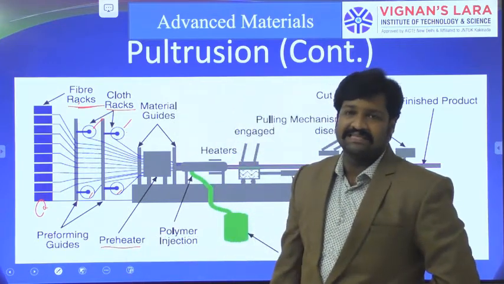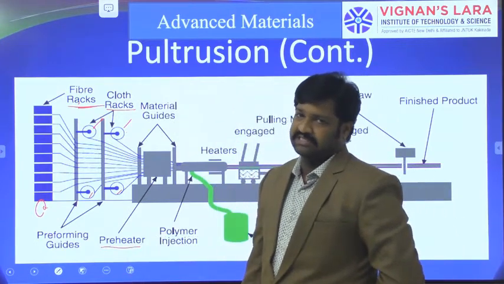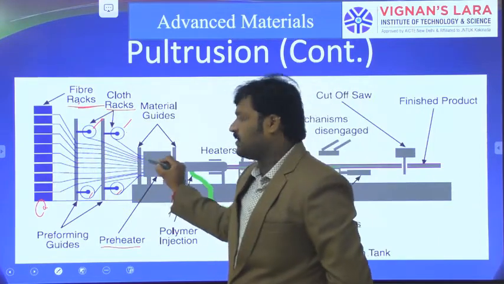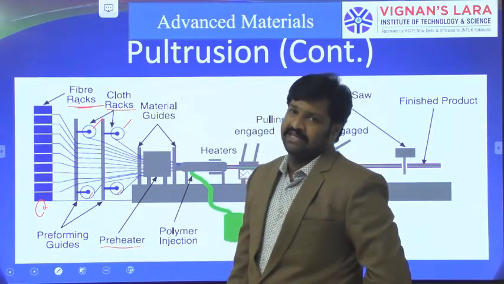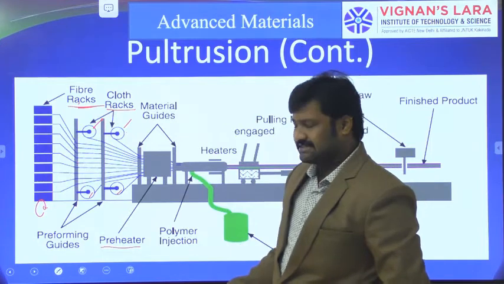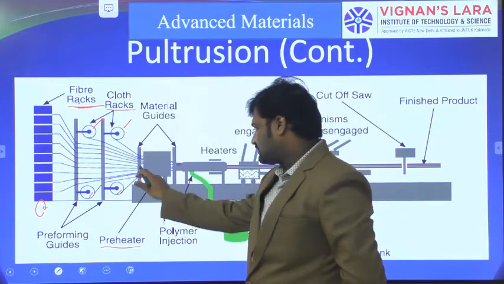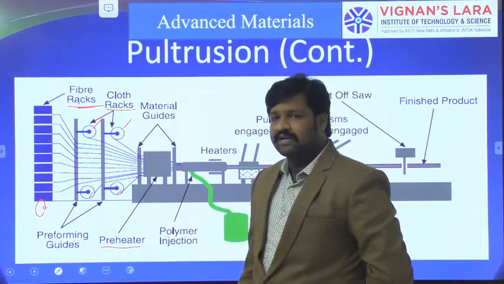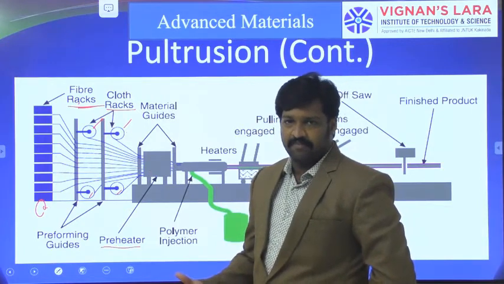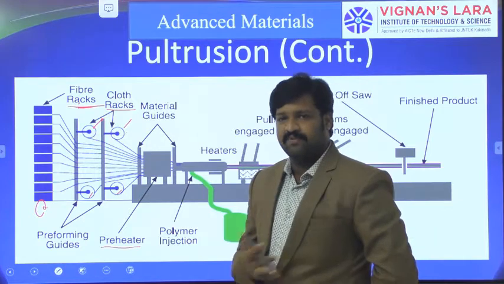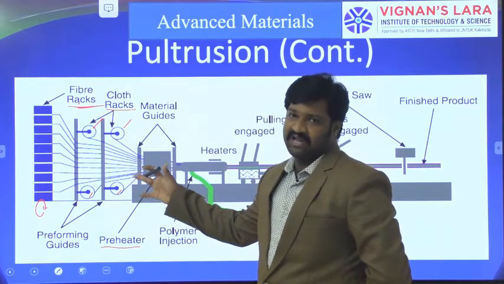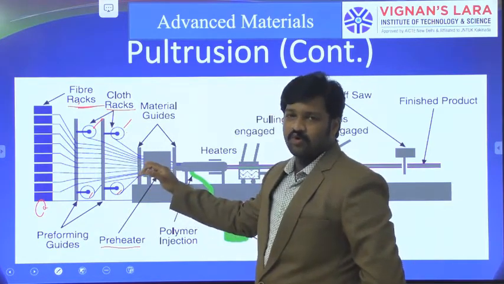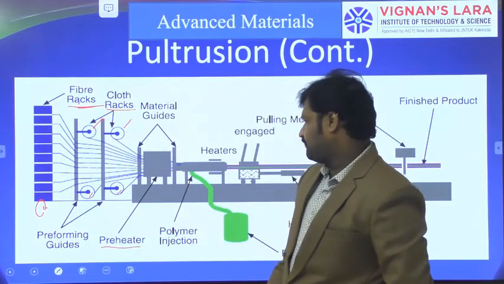So if there is any moisture or foreign particles on the fibers, those will be vaporized in these preheaters. Similarly, to maintain good bonding between the fibers and matrix material, here we are preheating the fibers so that any external or foreign materials can escape from the fibers, and that will give good bonding with the matrix material.